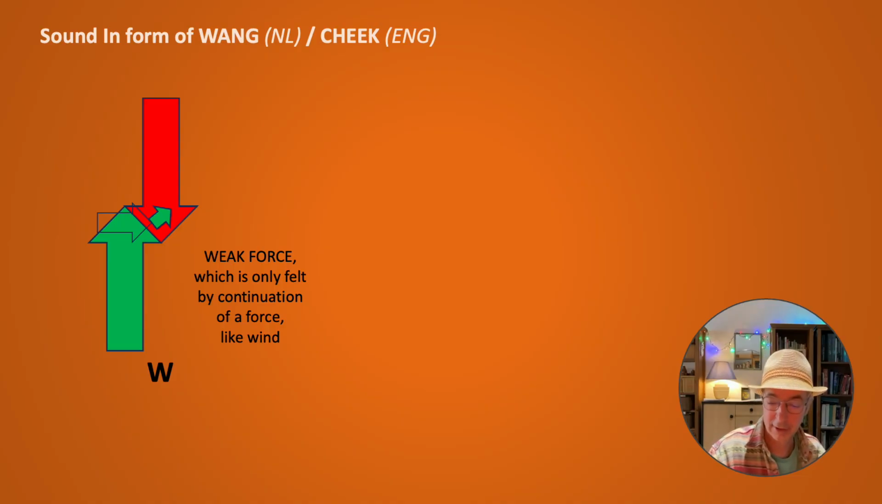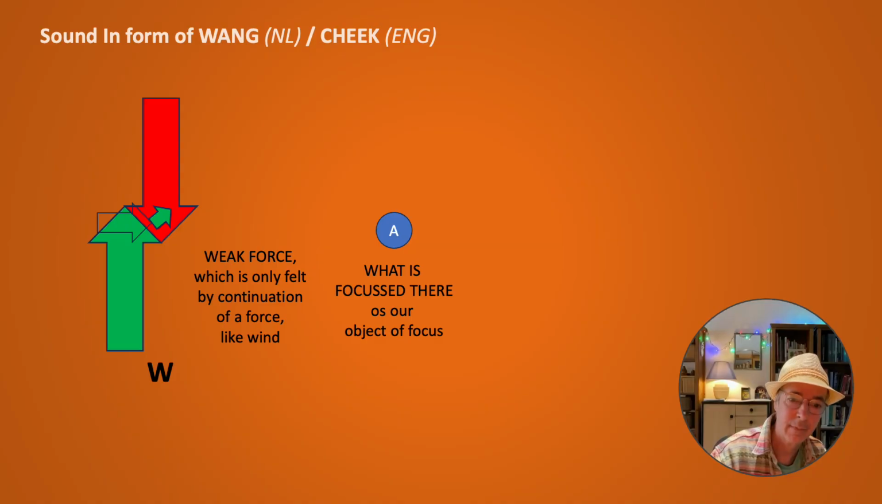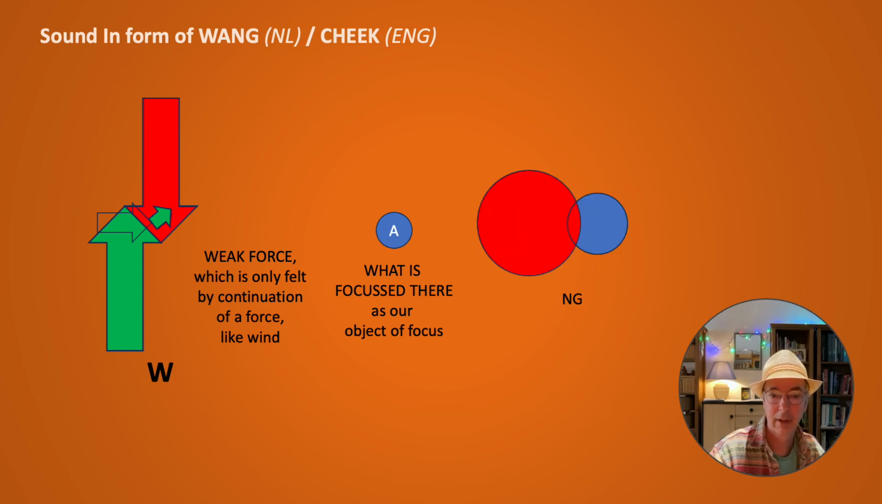You can imagine it quite well. You can even imagine it as waves and so on, where the big wave turns into a smaller wave. The next letter is the A, so it will be about an object of focus. That object of focus will of course follow that W part. The ng we also have there.